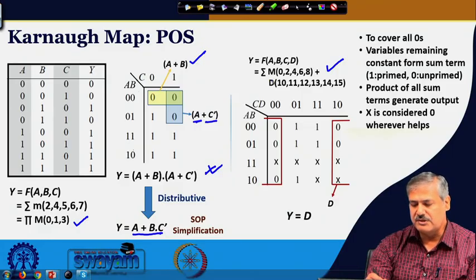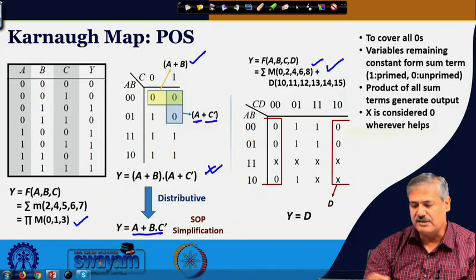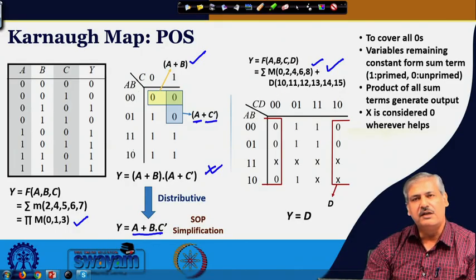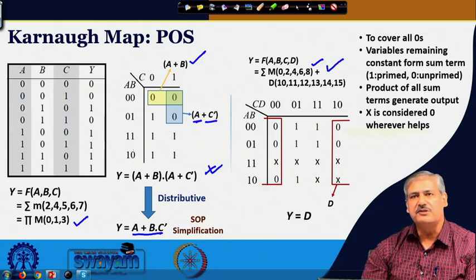So, the zeros represent the max terms. So, 0, 2, 4, 6, 8, the even positions, they are zeros. Those are the max terms, and 10 to 15 are the do not care values. This is what you see over here, these 10 to 15 remain the do not care values. Now, you have to form the largest group of zeros.